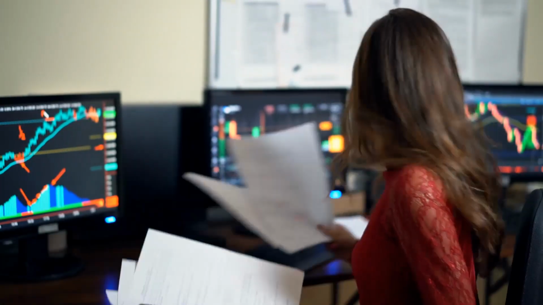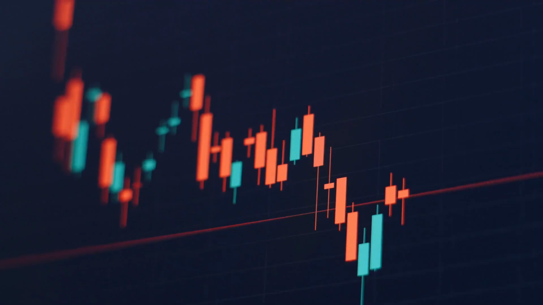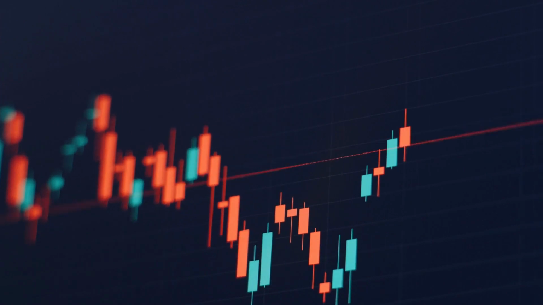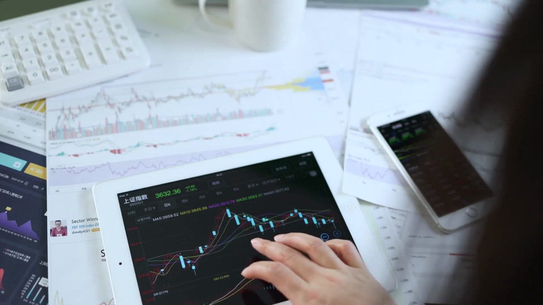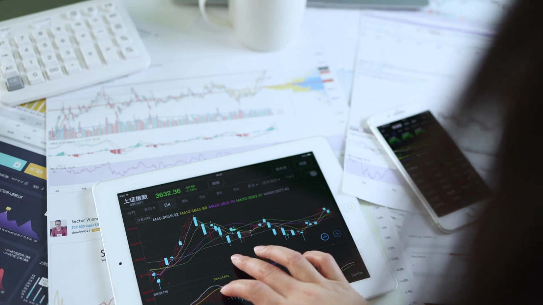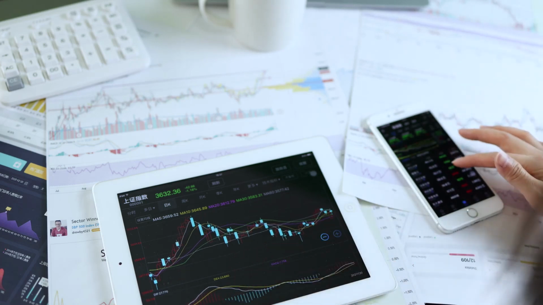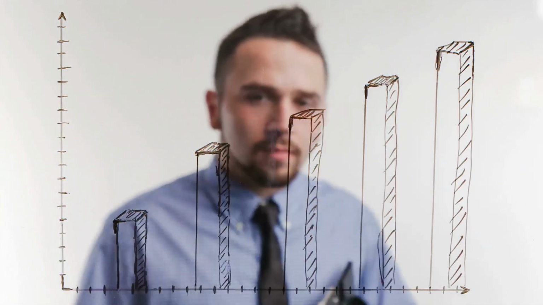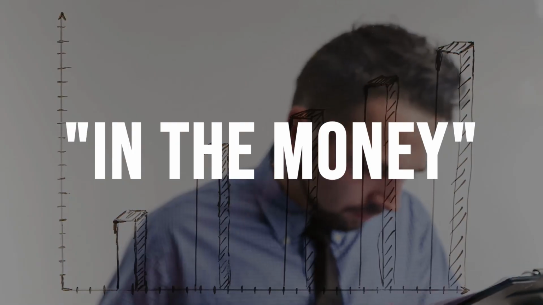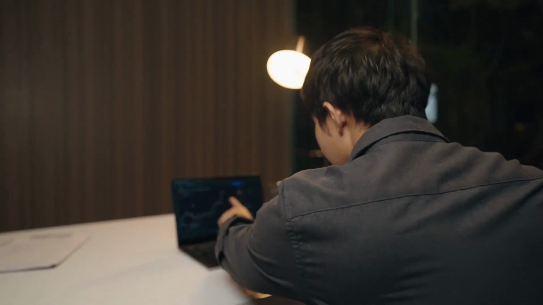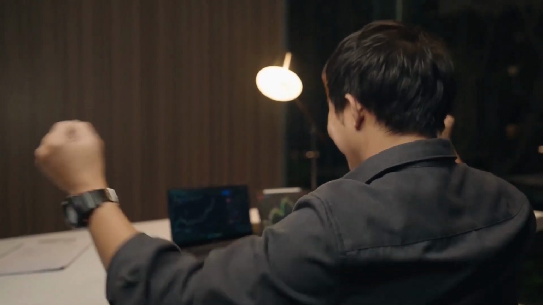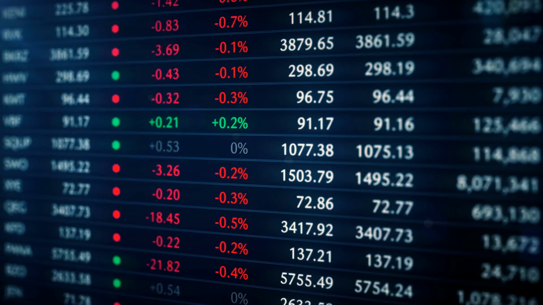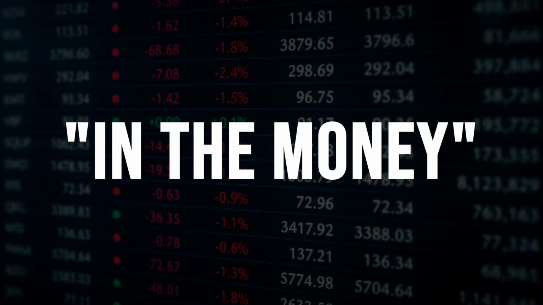Here's the key point. Stock prices constantly fluctuate, directly impacting the value of call and put options. Let's break it down. If you own a call option and the stock price increases, your call option will increase in value. This happens because the call option becomes increasingly in the money. Likewise, if you own a put option and the stock price falls, the value of your put option will increase. The put option gains value as it moves in the money.